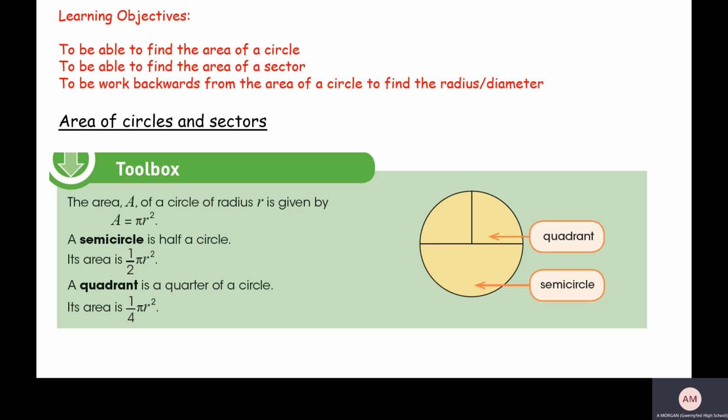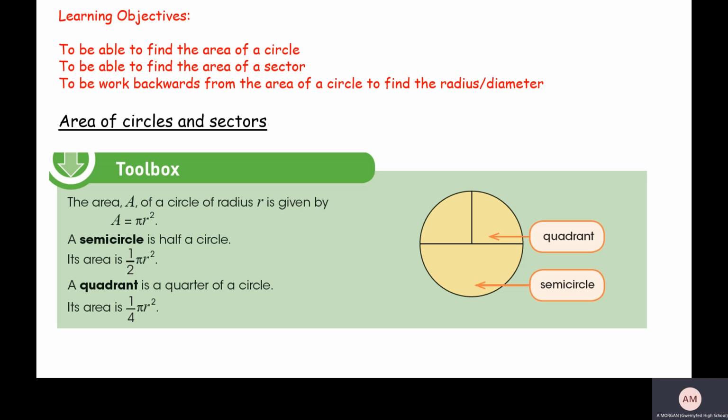Today we're going to look at finding the area of circles and of sectors, and hopefully by the end of this video you'll be able to find the area of a circle, find the area of a sector, and to be able to work backwards from the area of a circle to find out a radius or diameter. So a few pieces of information to begin with.